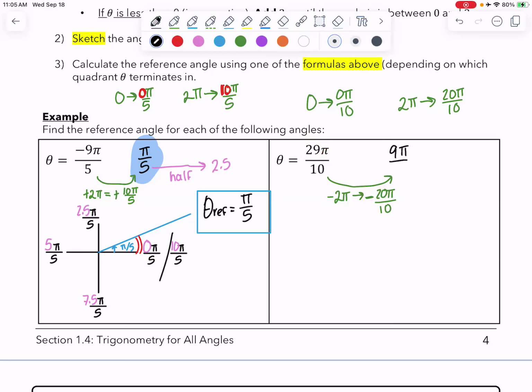9 pi over 10. We ask ourselves the question, is 9 pi over 10 between 0 and 20? Is 9 between 0 and 20? And the answer is yes. So that is the angle we're going to use, 9 pi over 10. And we want to find a reference angle for it. I'm going to draw a picture just like I did before and just like I always do. I'm labeling with denominators of 10. Half of 10 is 5.